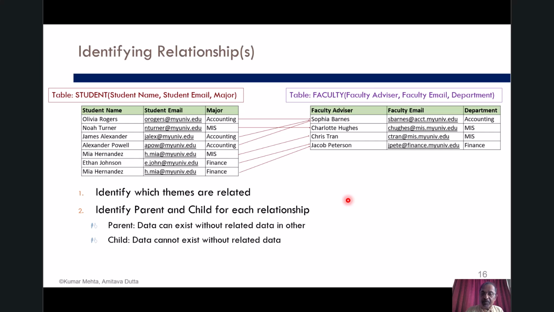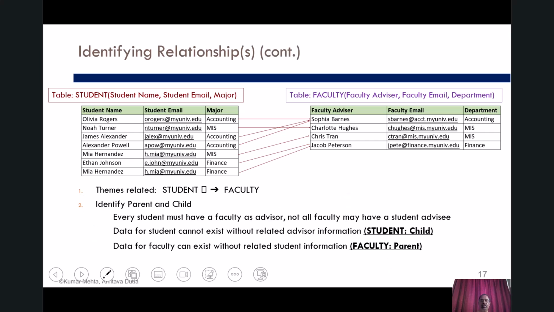That's what we will see shortly. As I just said a moment ago, these two themes are related. So, in this slide, we're just recording the relationship that we discussed a couple of minutes back. Namely, these two themes, students and faculty, have a parent-child relationship between them, and we figured that out based on looking at the data and also our knowledge of how the faculty and student advising relationship works.